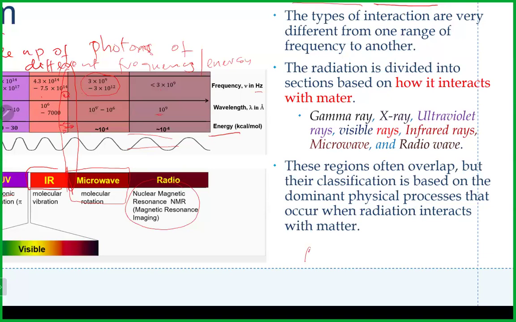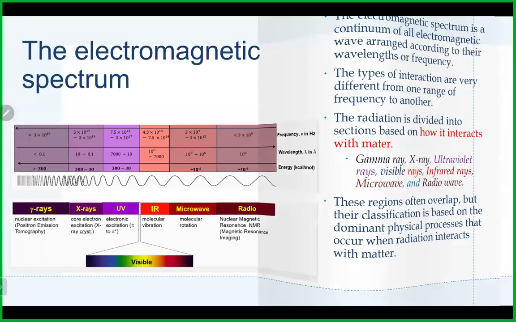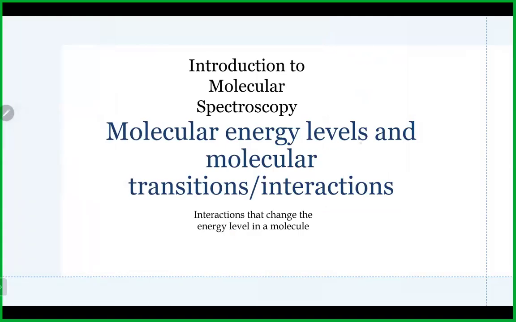So that's one aspect of our fundamentals, which is the electromagnetic radiation and electromagnetic spectrum. The next key thing that we want to talk about will be molecular energy levels, then the transitions or the interactions that can occur between electromagnetic radiation and matter. So again, energy levels talk about energy values that a particle may possess.